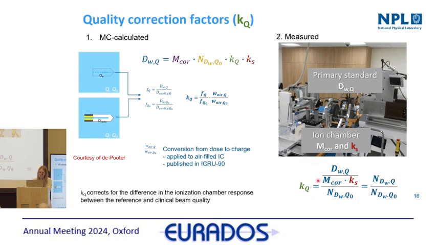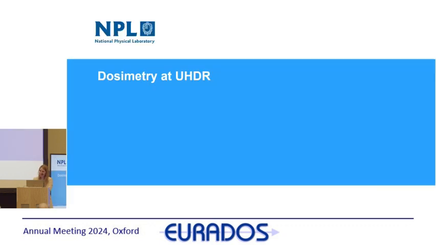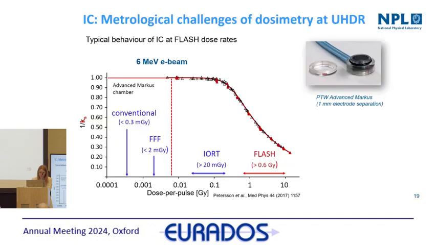So experimentally, just wanted to draw your attention, we also will need to evaluate the ion recombination correction factor in order to have experimentally evaluated the KQ factor for a given ionization chamber. Okay, let's move on now to dosimetry at ultra-high dose rate beams, starting with the pulsed electron beams.